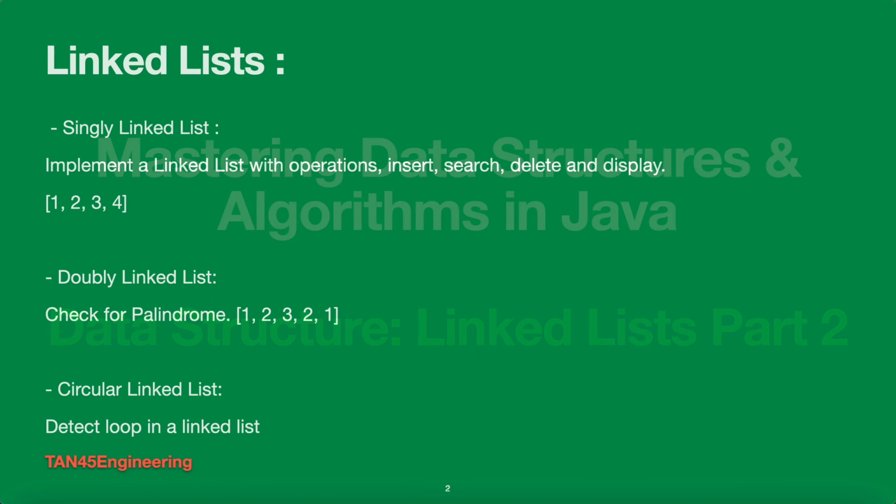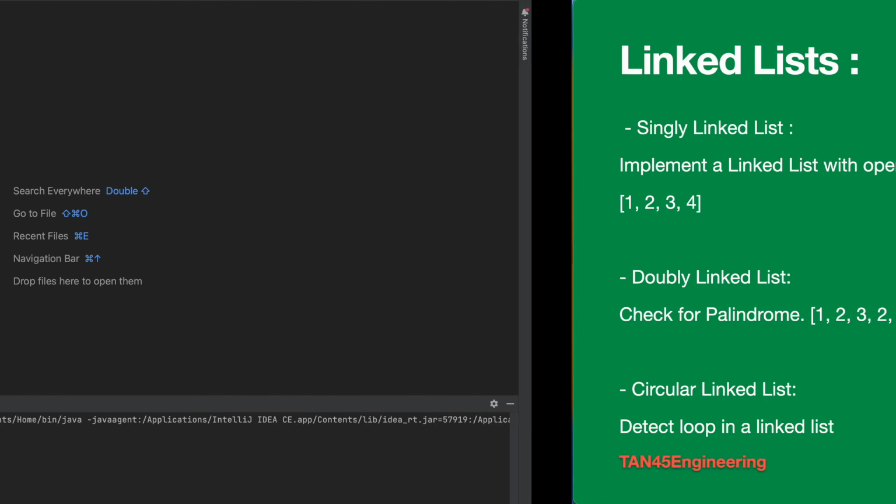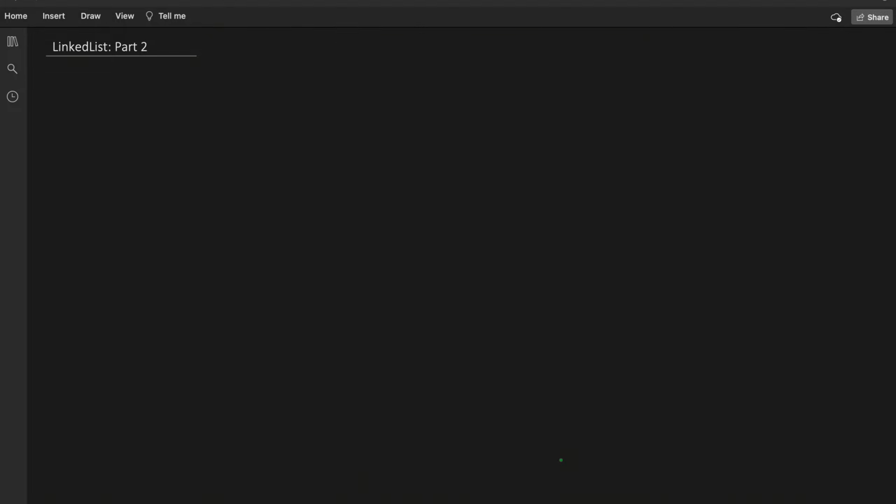Majorly, we'll be covering singly linked list, doubly linked list, and circular linked list. So let's start with the singly linked list. We'll do a quick revision. We have to implement a linked list with operations insert, search, delete, and display. So let's start with a linked list here. We have the linked list 1, 2, 3, 4. This is what we have to form.